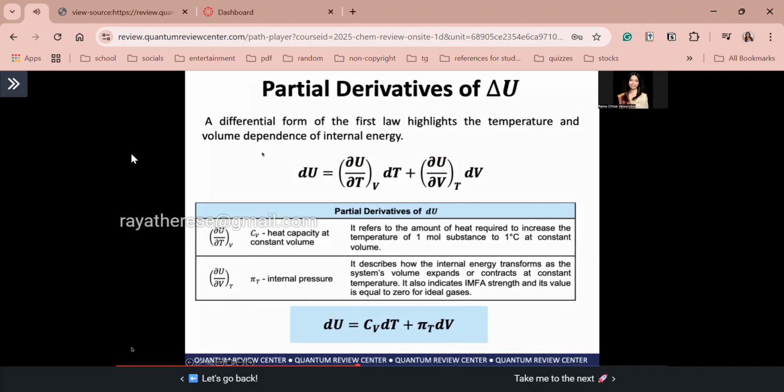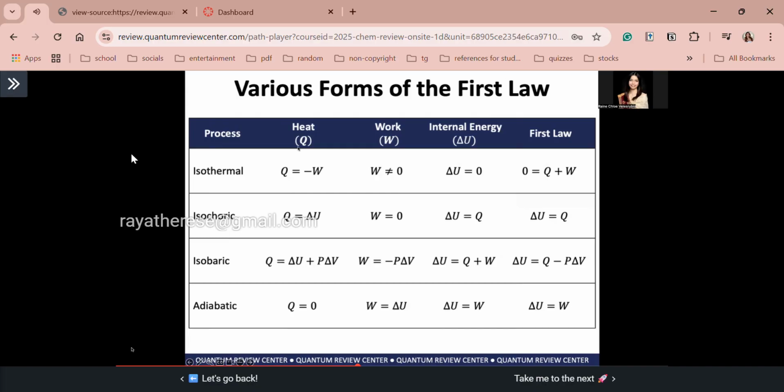With that, here are the various forms of the first law. There are a lot, right? But don't worry, guys, okay? We will go through them one by one. So first, for an isothermal process, remember, temperature is constant. When temperature is constant, guys, your dU is equal to CV dT plus πT dV for an ideal gas. Okay, take note, guys, all of these equations are only applicable to ideal gases. Okay? Again, all of these are applicable to ideal gases. Okay? So, usually the πT dV term is cancelled out, right?